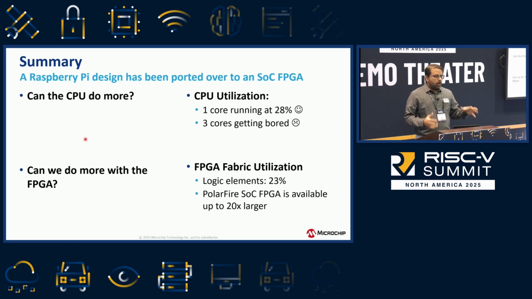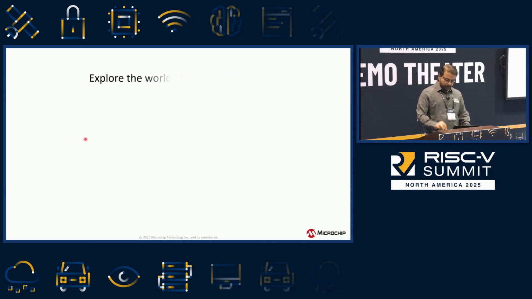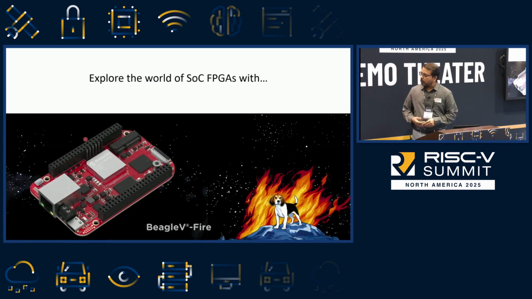All right. So in effect, we took a system that was running on a microprocessor, and then we ported it to an SoC FPGA. We kind of partitioned the system architecture into certain things to be done by the fabric, certain things to be done by the microprocessor, and essentially using them in the most efficient way possible. All right. So with that, I would like to close by saying that I encourage everyone to explore the world of SoC FPGAs with our BeagleV Fire. All right. Thank you very much.